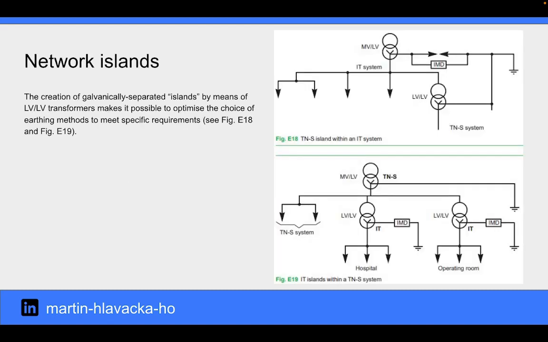Network islands. The creation of galvanically separate islands by means of LV-LV transformers makes it possible to optimize the choice of earthing methods to meet specific requirements.